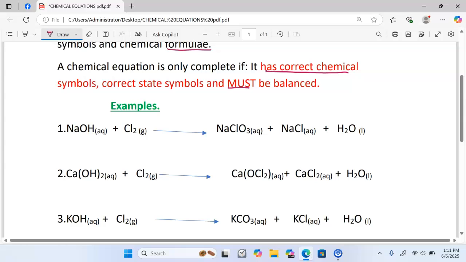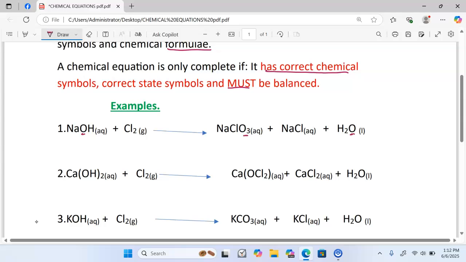We are going to begin by looking at an equation between hot concentrated sodium hydroxide with chlorine giving us sodium chlorate 5, sodium chloride, and water. We can start by balancing the oxygens. If you look at the number of oxygens on the reactant side, we only have 1, and on the product side, we have 3 oxygen on sodium chlorate 5 and 1 in water.